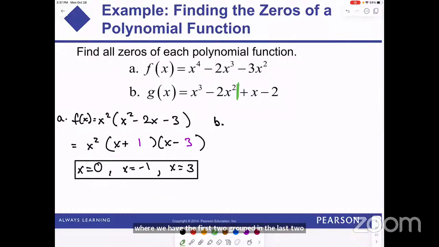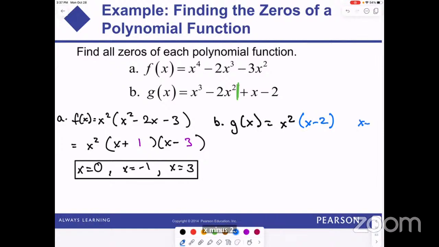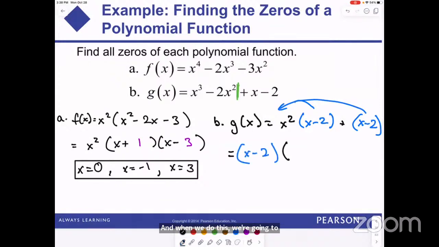Now, if I consider the first two, is there a greatest common factor? Yeah. It looks like we could factor out x squared from those first two. And it looks like it leaves us with x minus 2. So notice we have a remaining x minus 2 in the second half. So now they both have a common binomial factor, which is mainly that x minus 2. So we can factor out the x minus 2 from both terms. And when we do this, we're going to be left with x squared plus 1. That was a little bit tricky because that 1 is easy to miss.